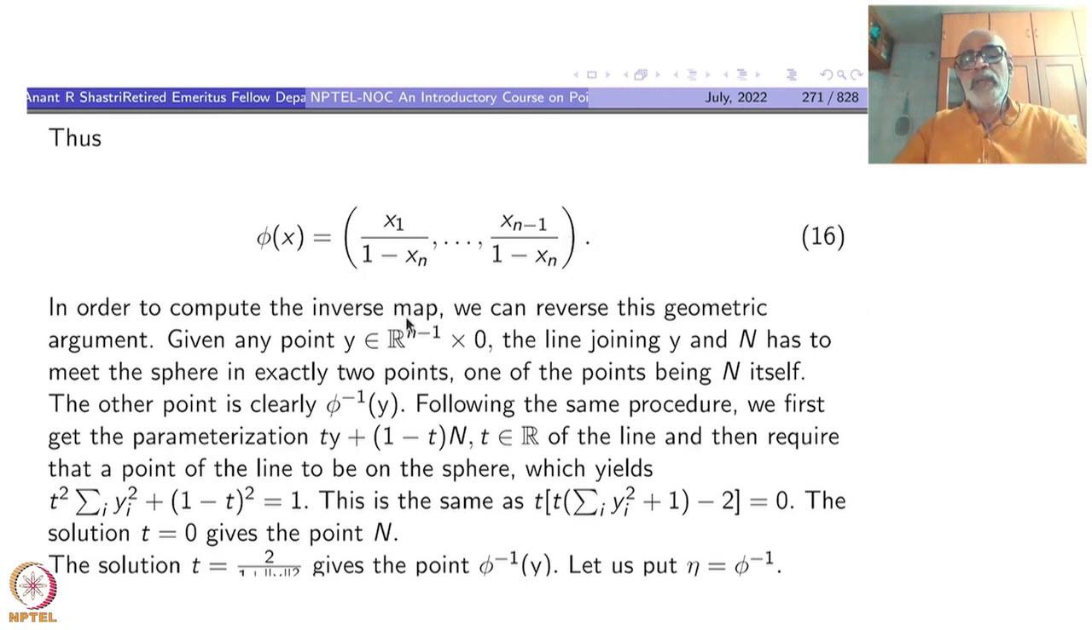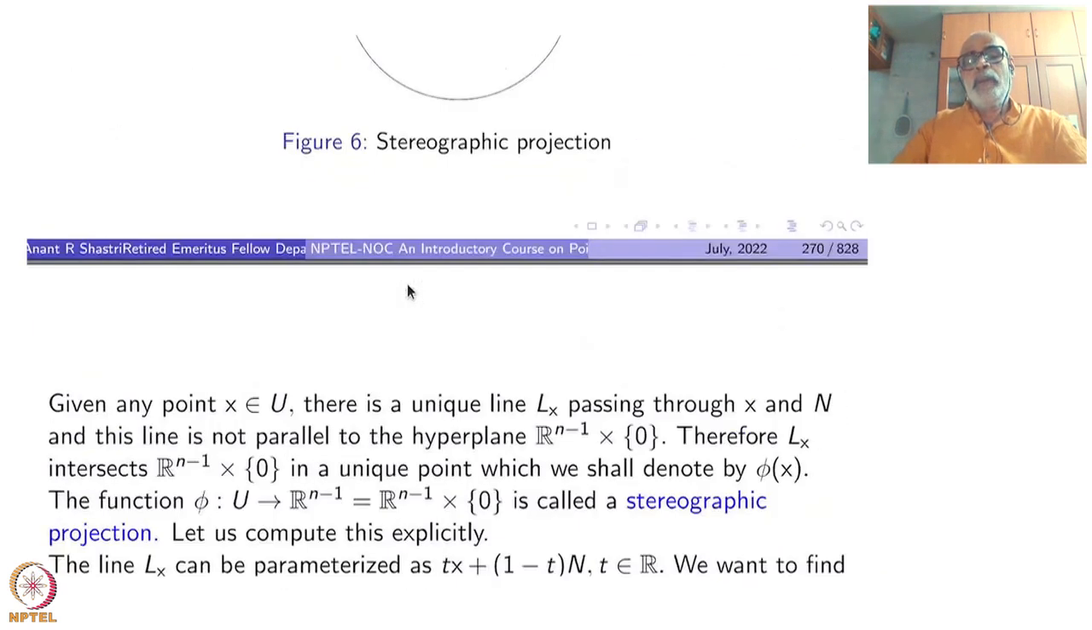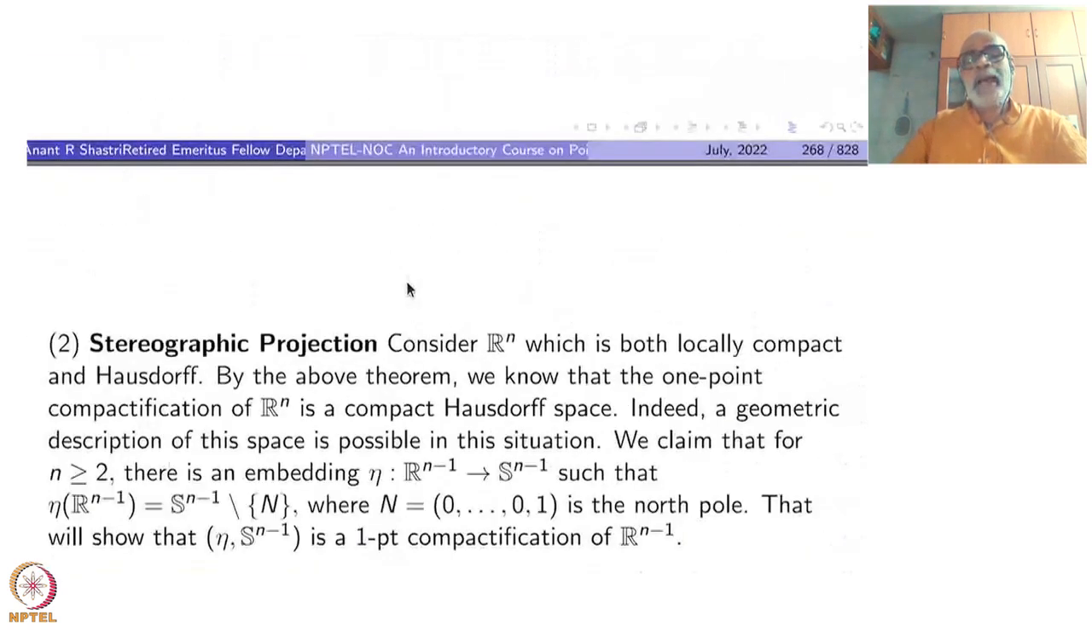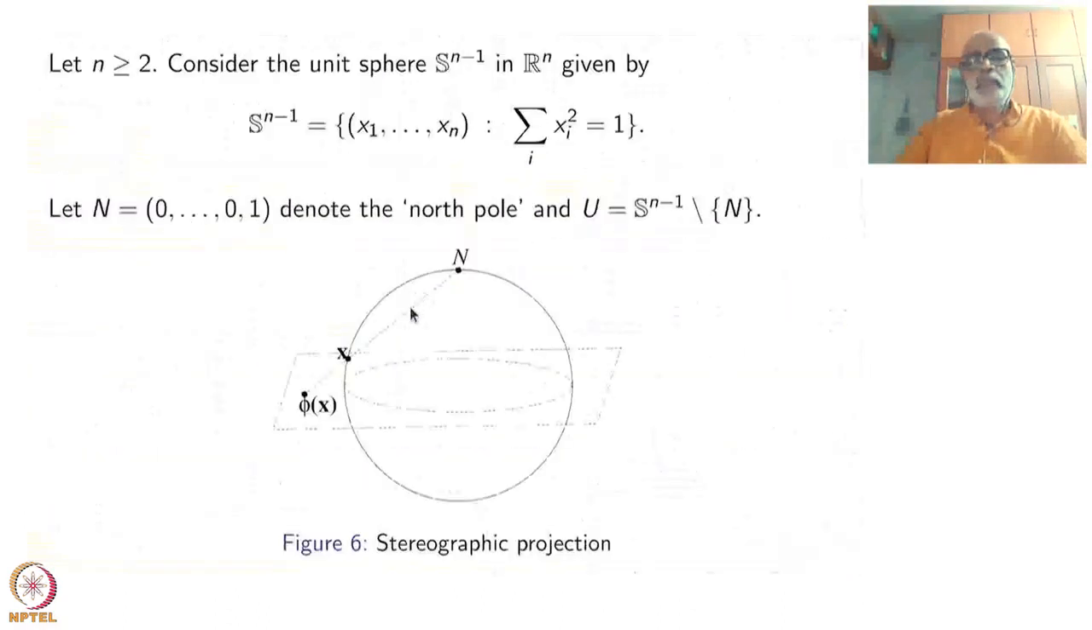In order to compute the inverse map, we can reverse this geometric argument. So go back here, start with a point on this plane. Okay, so for this, suppose this is the point. Now how to get back x? Very easy. Namely, join phi x and N. The line segment intersects the sphere in exactly one point other than N. N is already a point of that one.